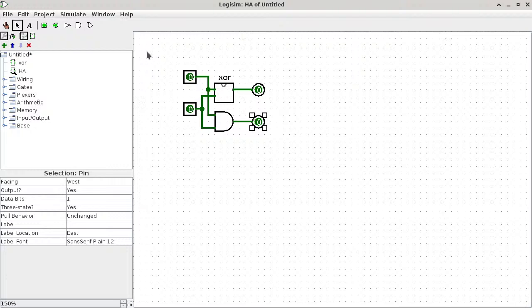Let me just label the pins, because this way it's easier for you guys to visualize what we have done so far. So I'm going to label this pin. I'm not going to use X and Y because that's confusing, since the overall circuit has X and Y as well. So I'm going to use, I don't know, A and B.